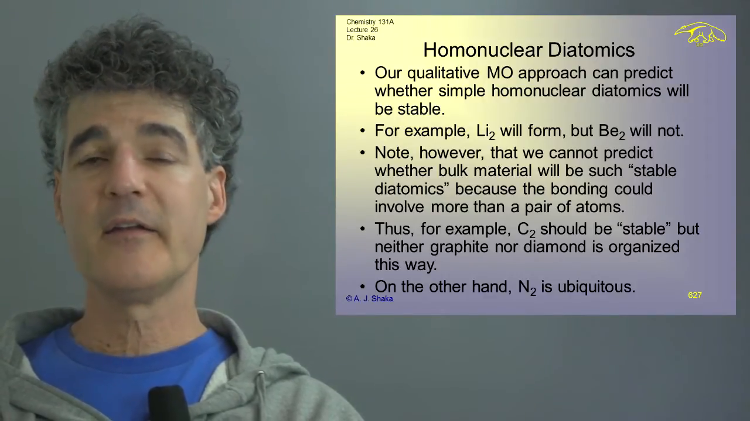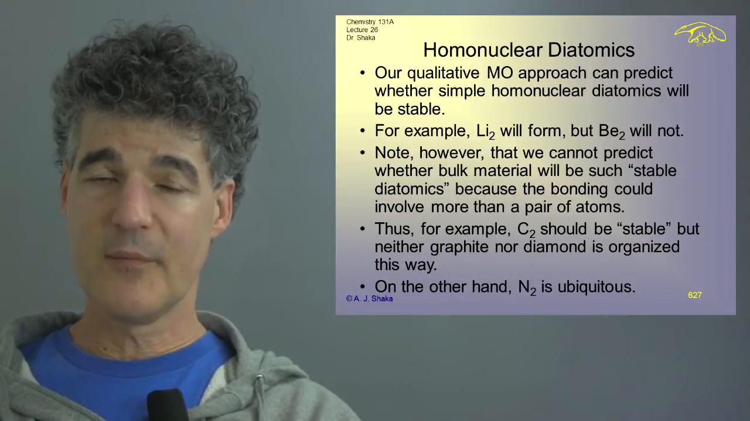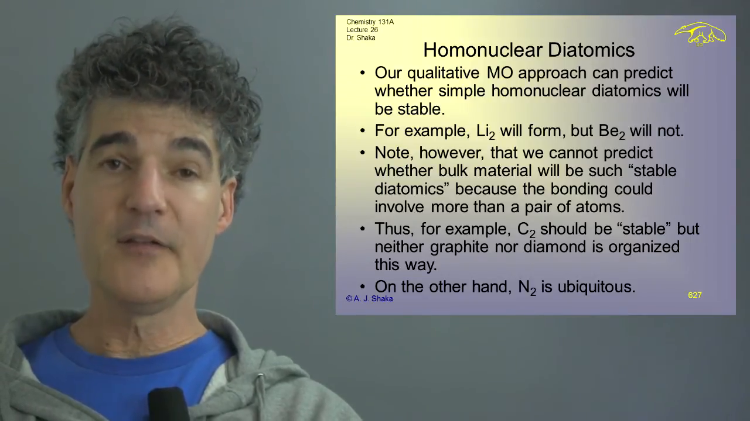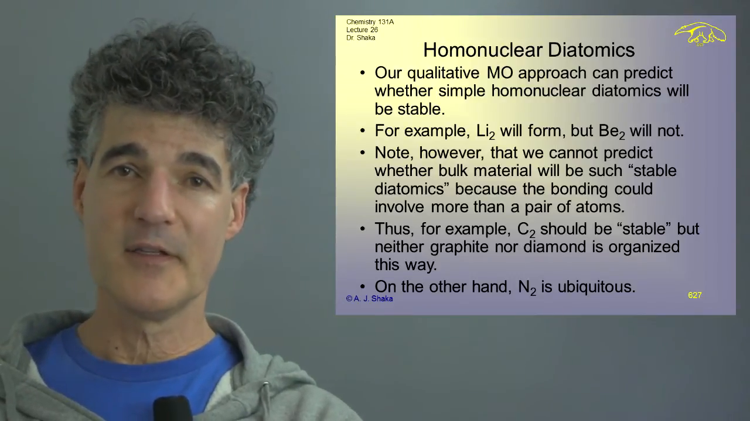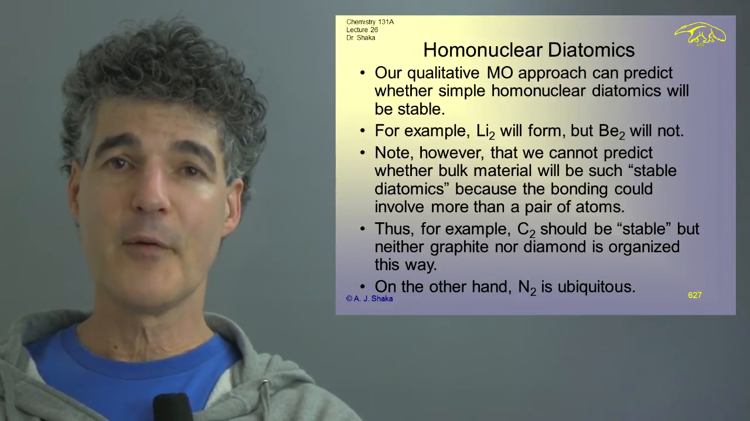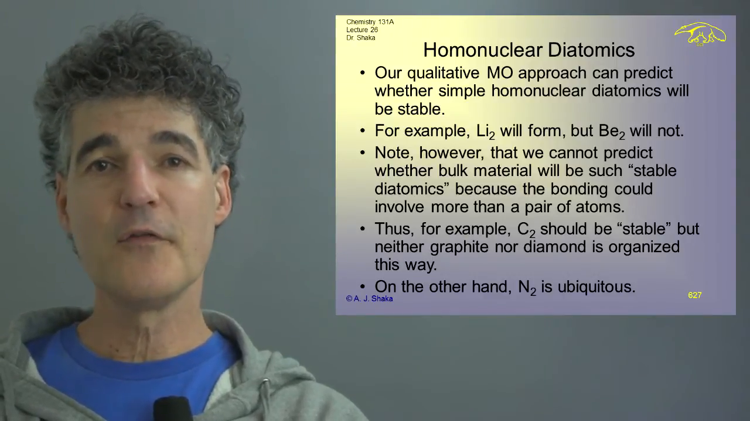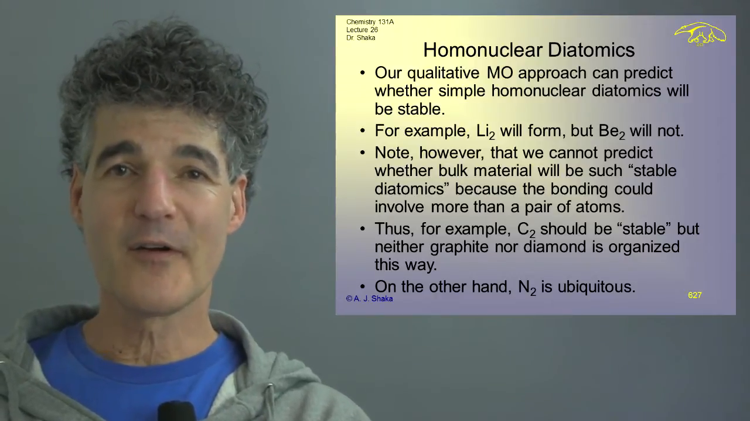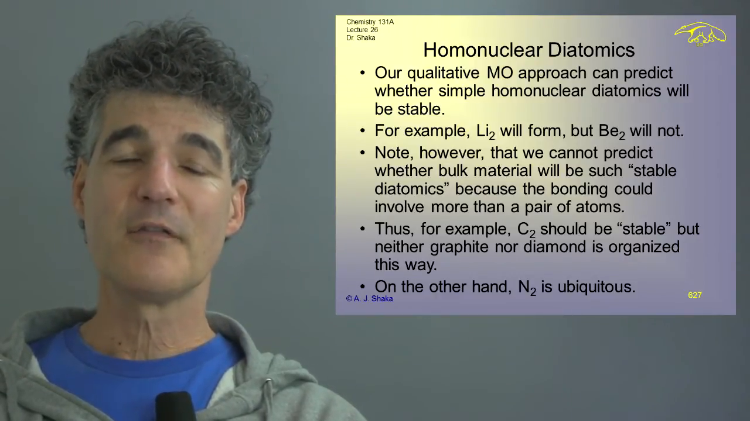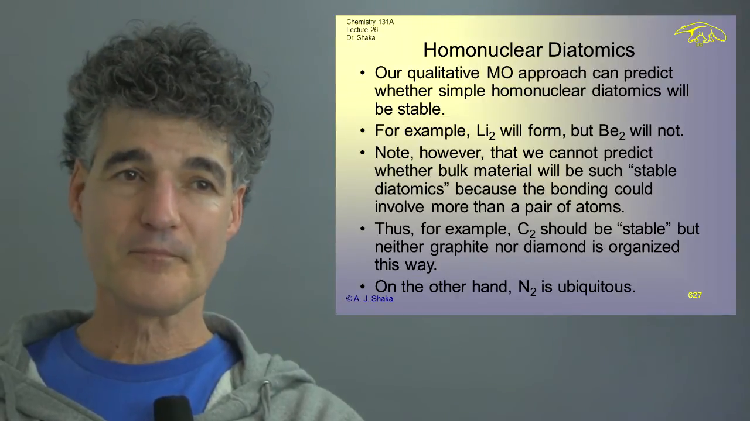On the other hand, N2, which you can figure out quite easily from the MO diagram, is in fact the form we find in the atmosphere. It is a dimer. It doesn't form any condensed phases. And it's interesting that just moving one electron and one proton one way or another makes such a huge difference in what you actually find in nature.